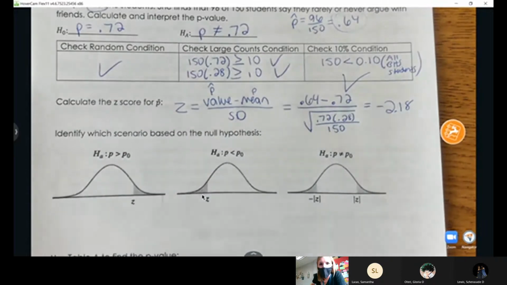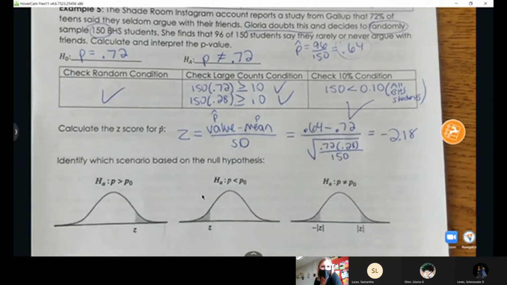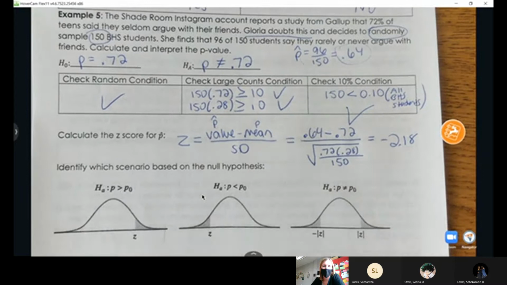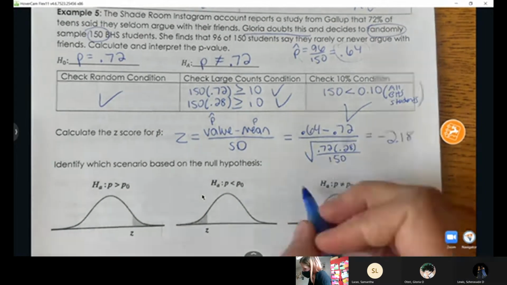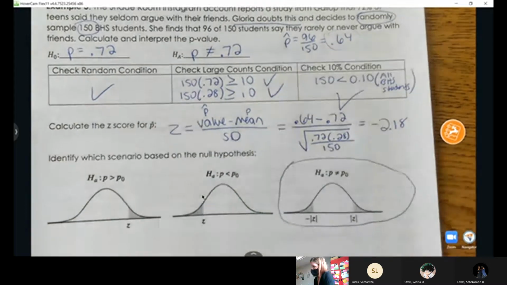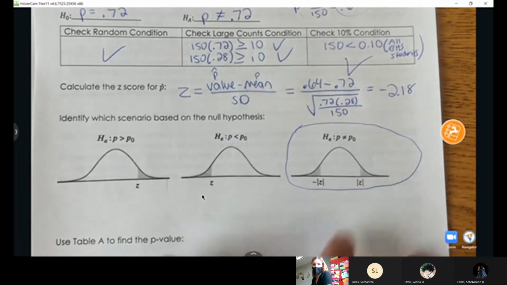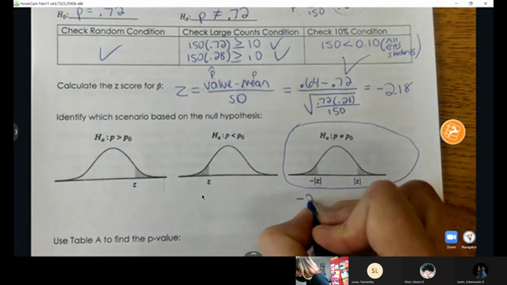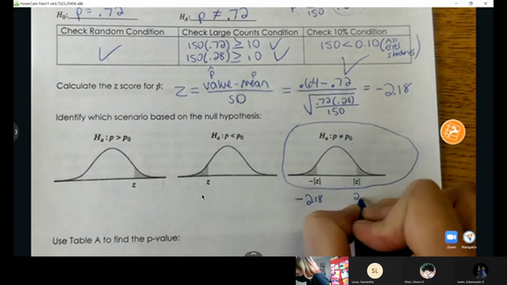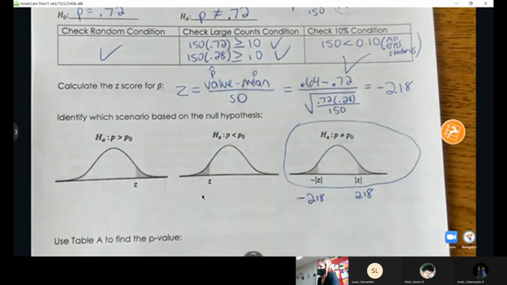All right, now here's the part that everybody forgets. Once we calculate the z-score, we need to look back at the alternative and figure out what are we, one-sided or two-sided. So let me know what you guys think. Two-sided. We're two-sided. So what scenario do you think we're going to be? One, two, or three? Three. Yes. All right. So looking at it, I'm going to plug in my z-score in two places because I'm two-sided. Negative 2.18, and then I'll just take the absolute value of that and do 2.18.